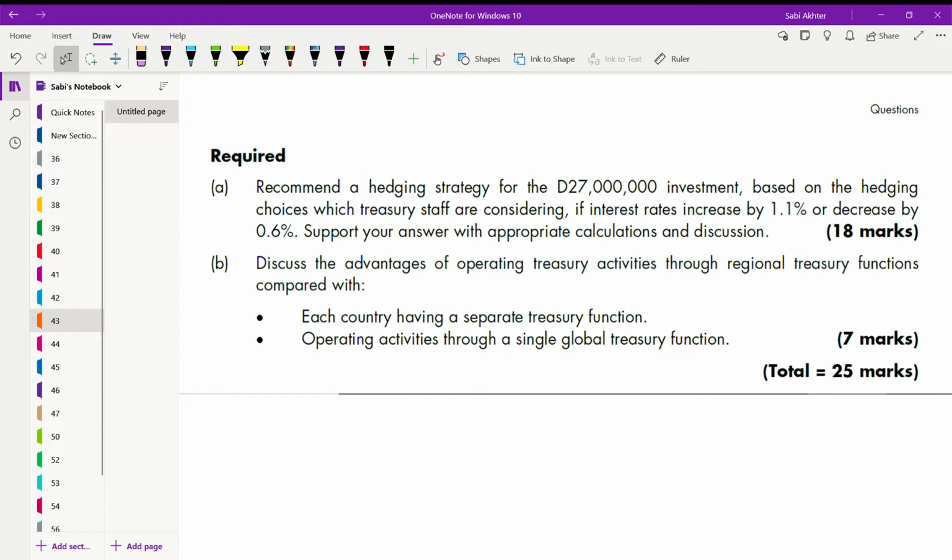Now part B is asking a theory question, whether it is better to have a separate treasury function or a single global treasury function. You have to give points about each one. Treasury function is a very important thing. Make sure that you learn about treasury function.